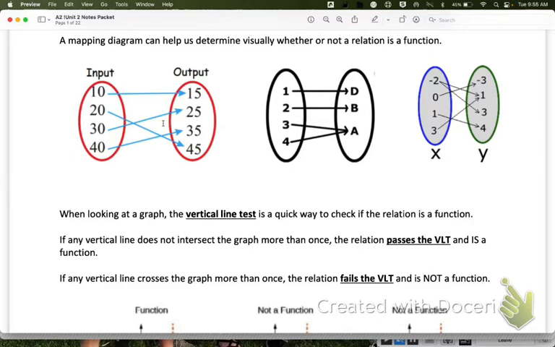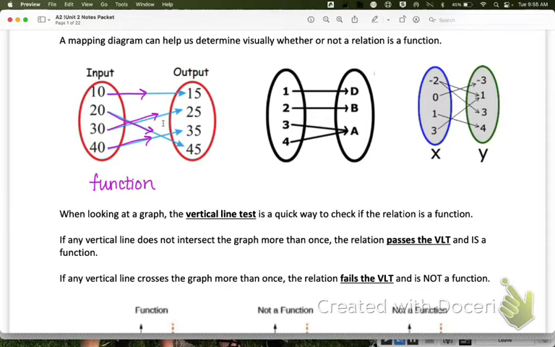So if I look at this first one, 10 goes to 15, 20 goes to 45, 30 goes to 25, 40 goes to 35, and each of those only goes to the one output that they point to. That means that this example is a function.